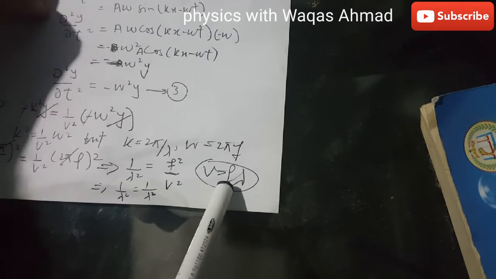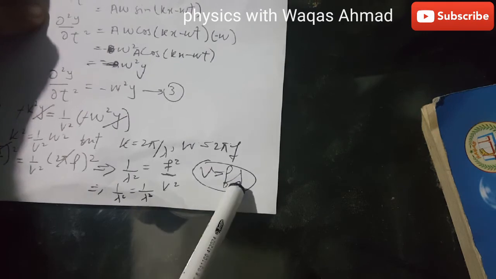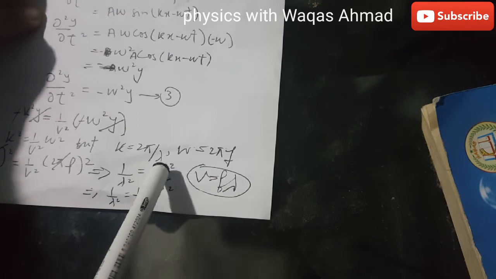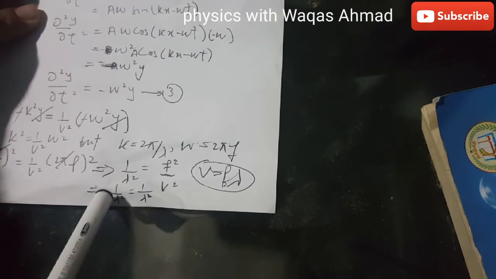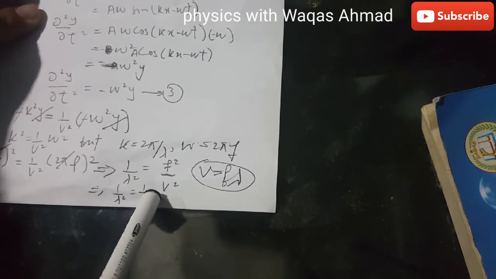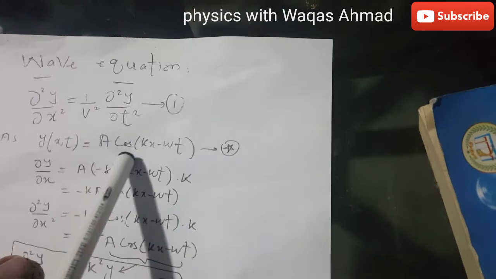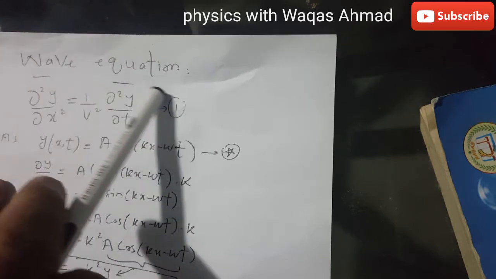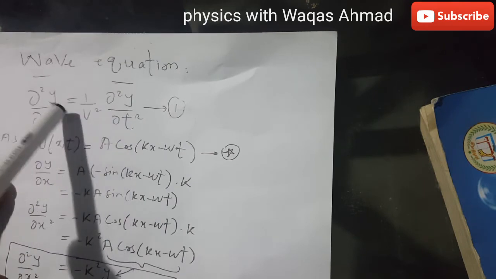But we know that v = fλ. So by putting the value of f, f becomes v/λ, so it becomes v²/λ². So v² cancels, and on this side we also have 1/λ². So left hand side equals right hand side, which proves that y = a cos(kx - ωt) is the solution of this wave equation, and hence this is a particular wave equation in one dimension, which is our purpose of verification.